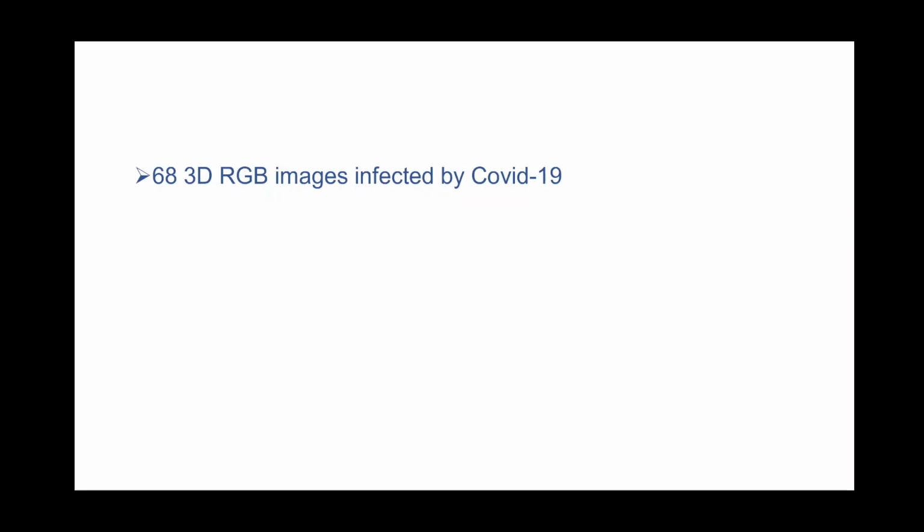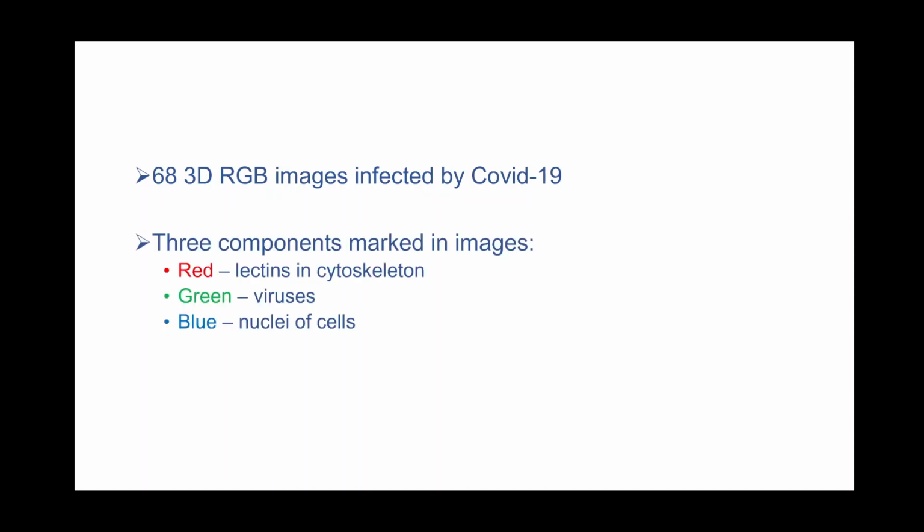Our dataset contains 68 3D RGB images of cells infected by COVID-19. This dataset was provided by the Virogenetics group from the Małopolska Center of Biotechnology, and those images are in a format very specific for fluorescent microscopy. In those images, we've got three different components marked in three different colors. In red, we've got lectins in the cytoskeleton, which shows the borders of cells in an image. In green, we've got viruses, and in blue, we've got nuclei of cells, so we know how many cells we have in one 3D image.